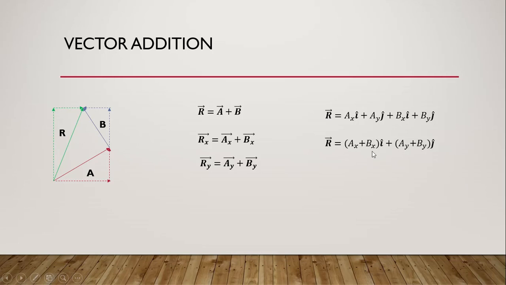Now it's worth pointing out that Ax plus Bx, well, that's the same as Rx. Ay plus By, that's the same as Ry. This is really saying that vector R is the x component of R i hat plus the y component of R j hat. This really should be nothing new or nothing shocking if you actually think for a second about what this actually means.